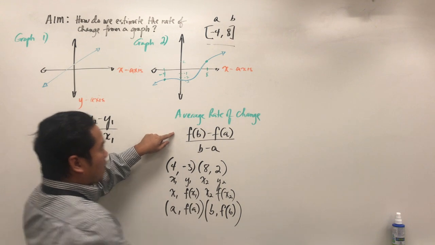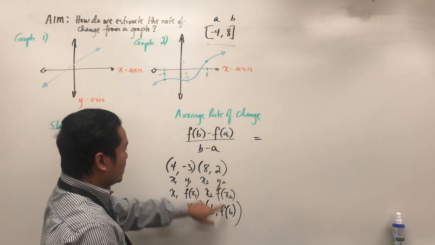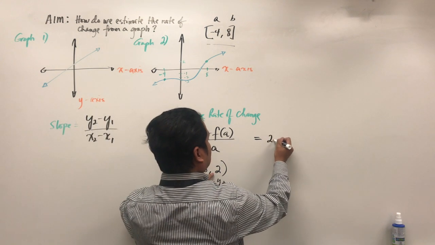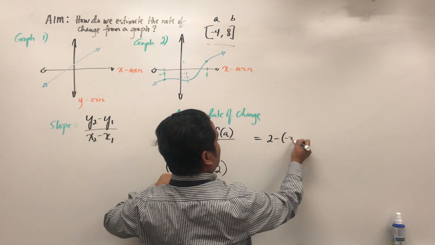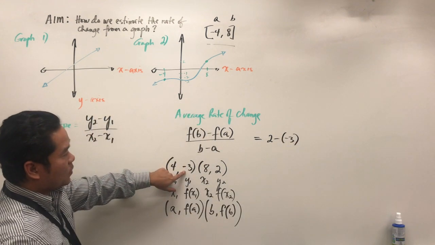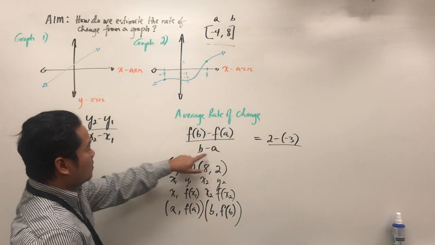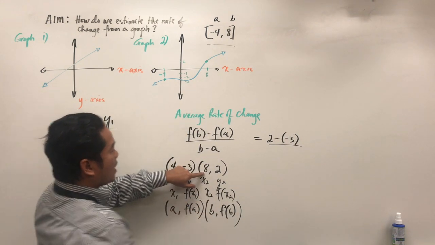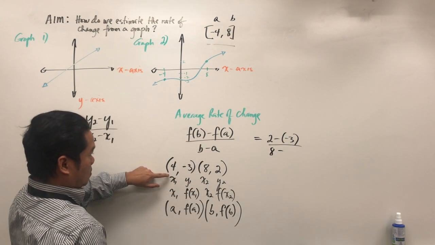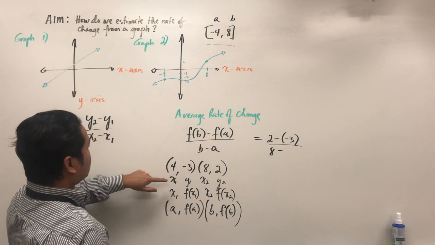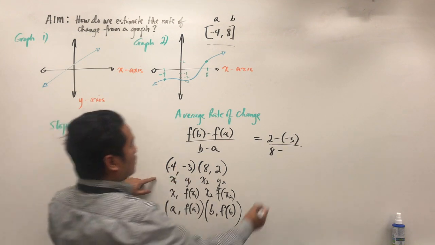So I'm going to replace that. In this case, the f of b is 2 minus -3, all over b minus a, so that's going to be 8 minus... is it? No, this one is -4, sorry. So 8 minus -4.